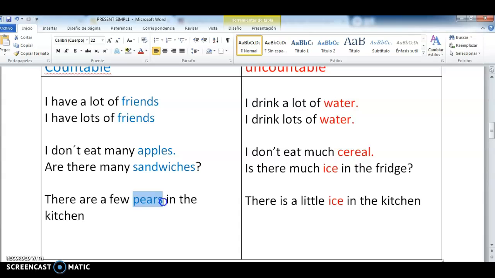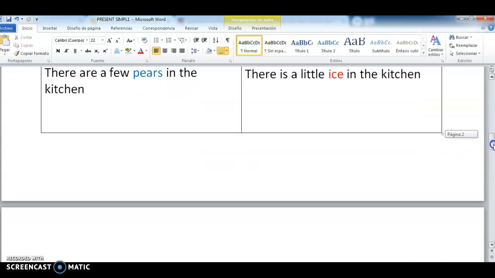Same thing with a few and a little. When we're talking about something like pears that can be counted, use a few, unas peras. But if we're talking about ice, which is something that we cannot measure one by one, then we're going to use a little. Okay, that's it. That's all for today's class.